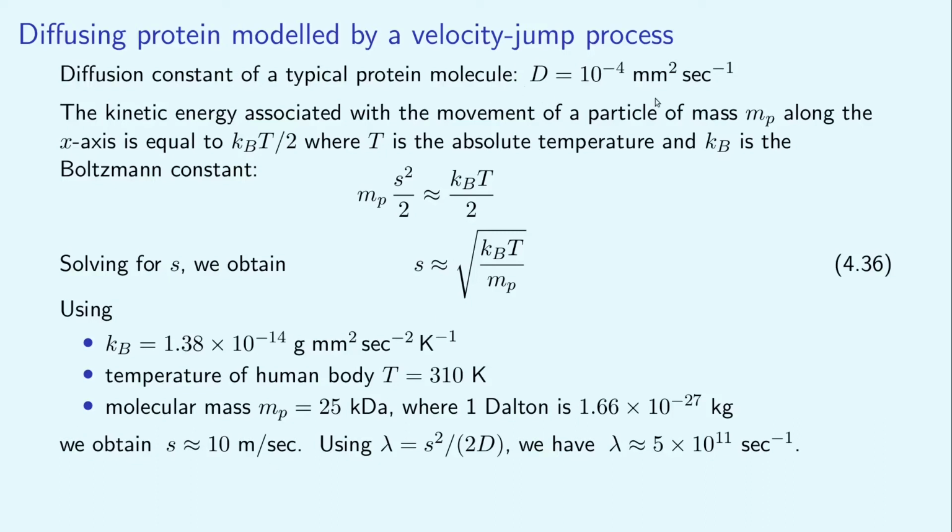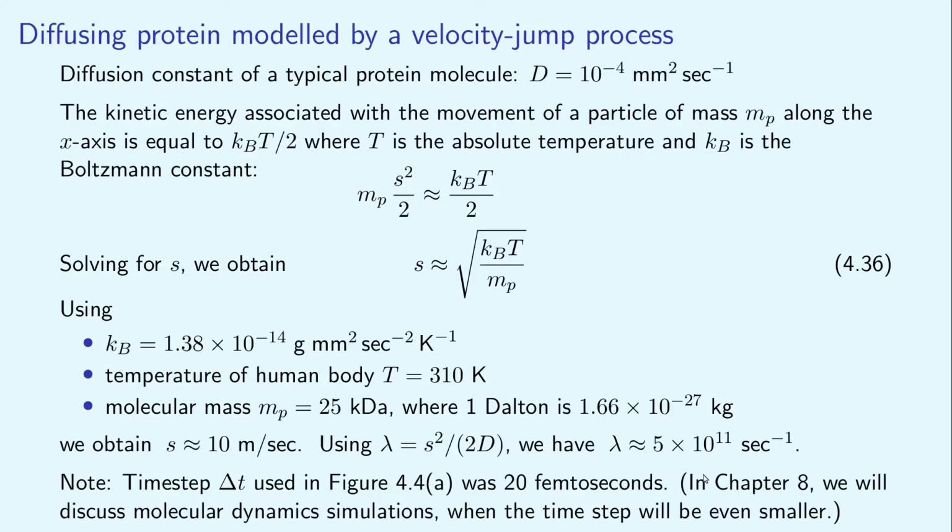In this simple velocity jump process, this is achieved by choosing the turning frequency lambda according to this formula. Substituting 10 meters per second for speed s and using this diffusion constant, we estimate lambda to be 5 times 10 to the power 11 per second. That is 500 turns per 1 nanosecond, which explains the physical units on the axis of figures 4.4a and 4.4b, which I showed on my previous slide.